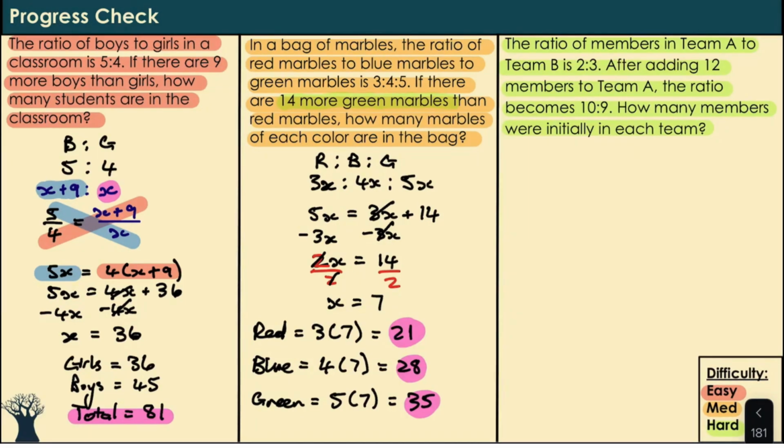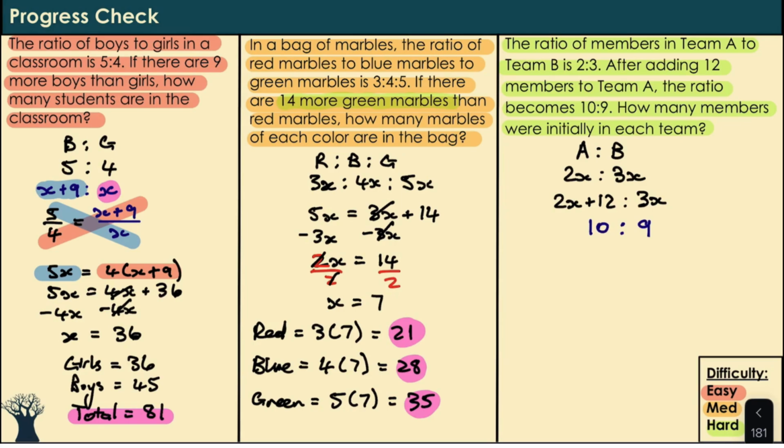Our last question. The ratio of members in Team A to Team B is 2 to 3. After adding 12 members to Team A, the ratio becomes 10 to 9. How many members were initially in each team? So we start off with our A to B ratio, and in this case I'm going to multiply those ratio values by x. Now the second piece of information, they tell us after adding 12 members to Team A, so we add 12 to Team A, and B there was no change, the ratio becomes 10 to 9. So that ratio is equivalent to 10 to 9.